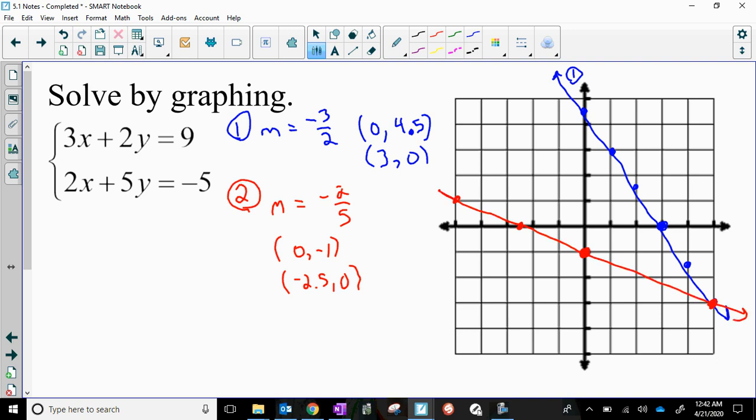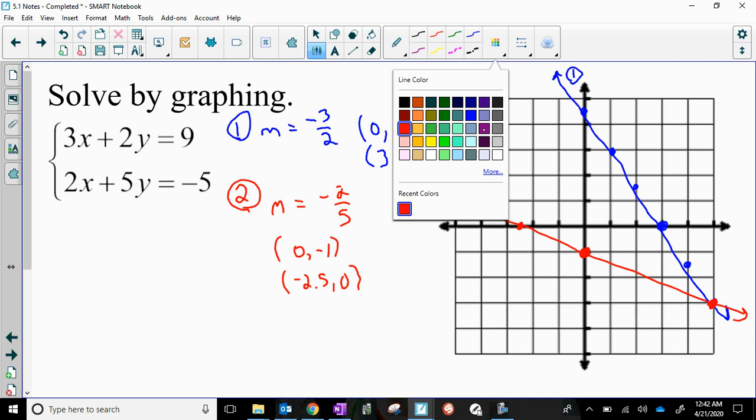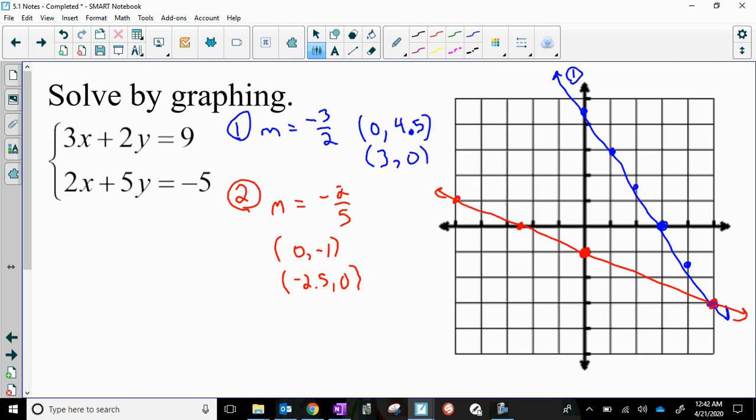And then we look for the point of intersection, which is right here. And so our solution is the ordered pair 5, negative 3.